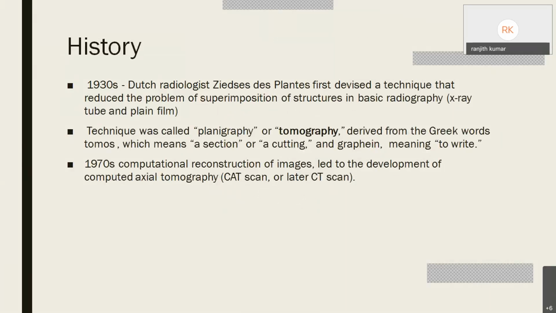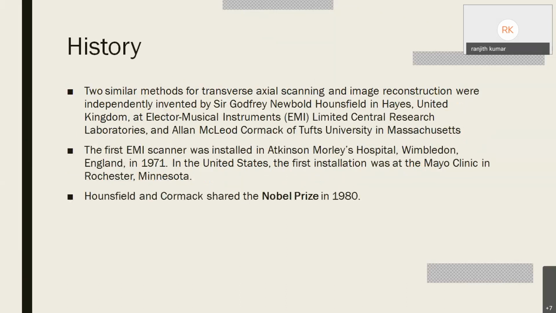The word tomography is derived from a Greek word, tomos, which means a section, and graphy means to write. With the use of this technology, the CT scan was developed in 1970. Similar methods of transverse axial scanning were independently invented by Sir Hounsfield in the UK and Cormack in Massachusetts. They established their first EMI scanners in 1971, one in Wimbledon and the other in Minnesota. For their work, they were awarded the Nobel Prize in 1980.